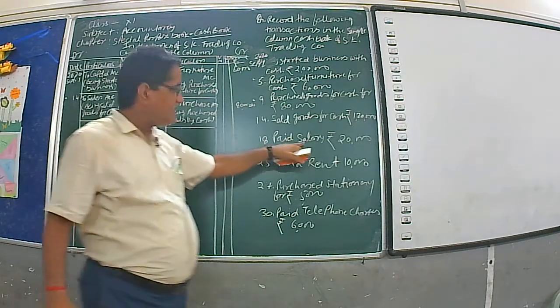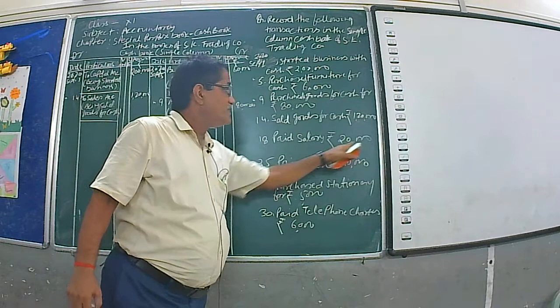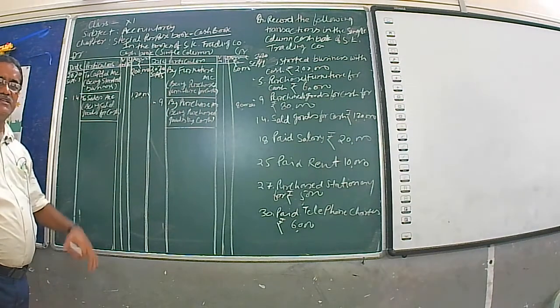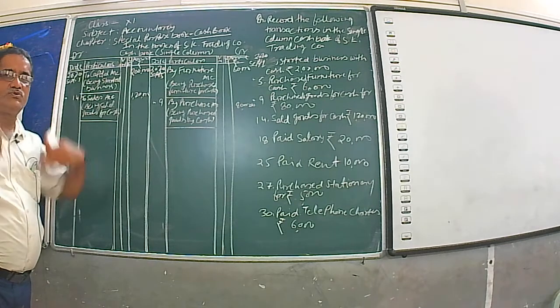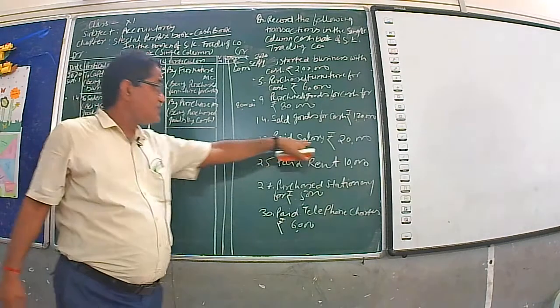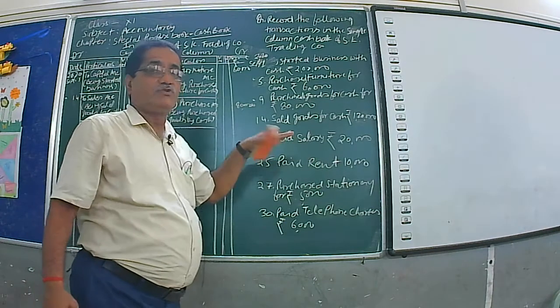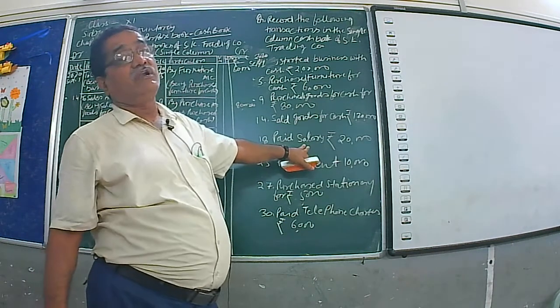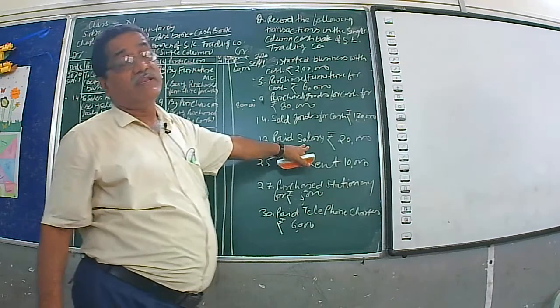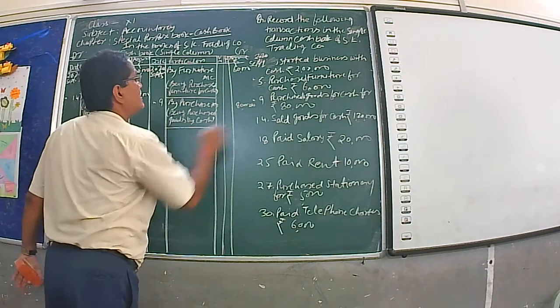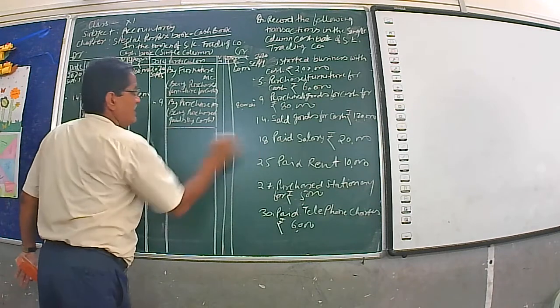Next one, 18. Paid salary rupees 20,000. Paid salary in the sense salary is paid by the business to the employee, and by this process money is going out. That's why it is a payment. It should be noted in the payment side, and the journal entry will be salary account debit to cash, and the date of the transaction is 18.